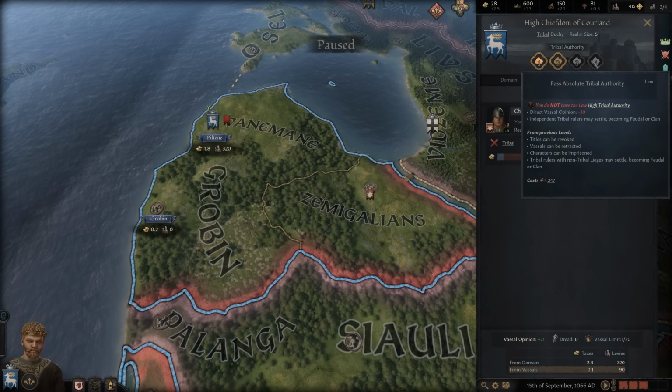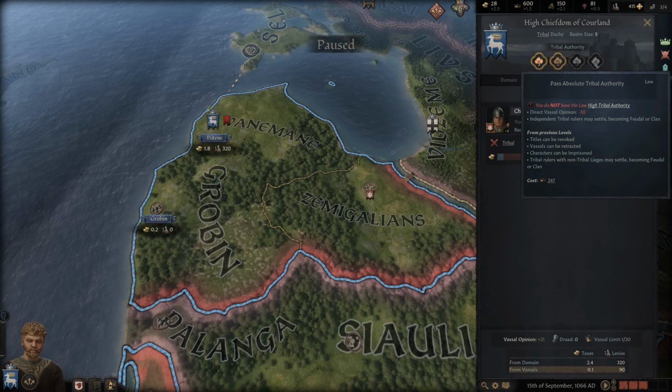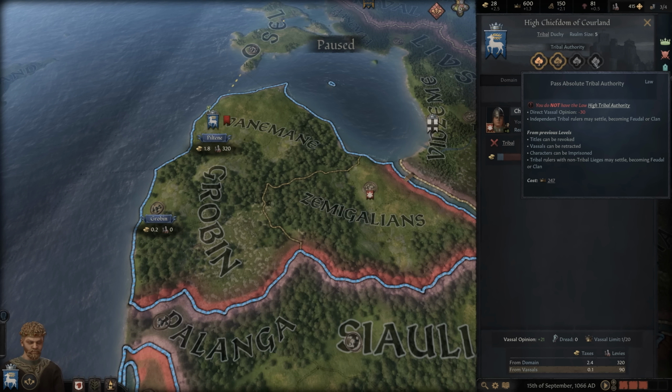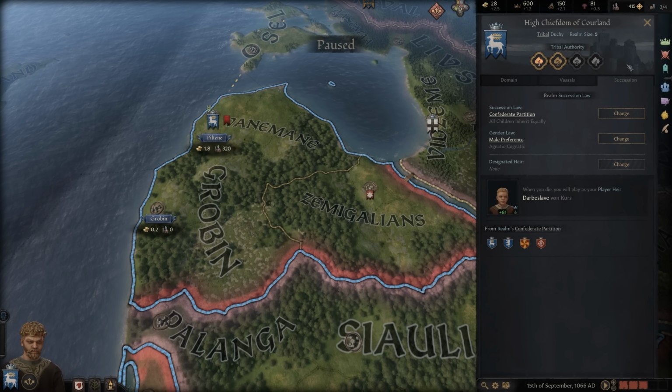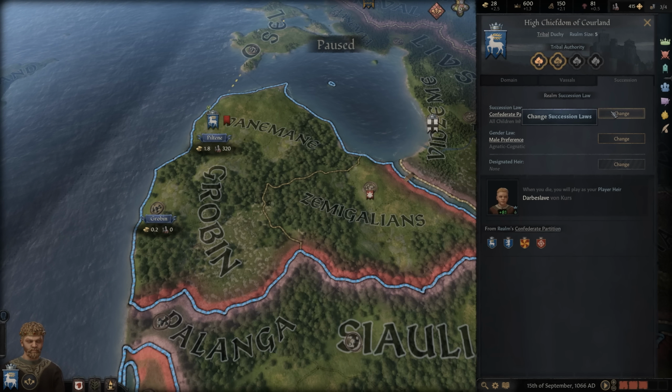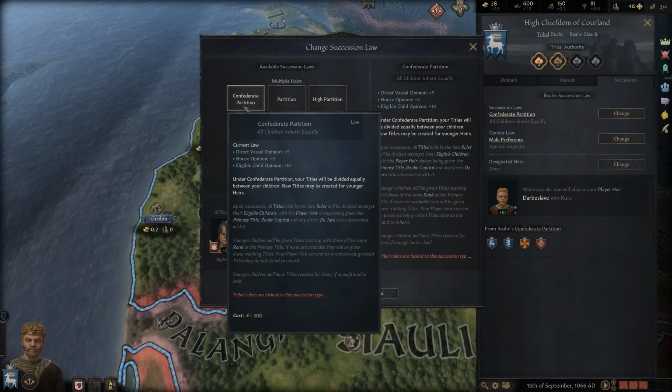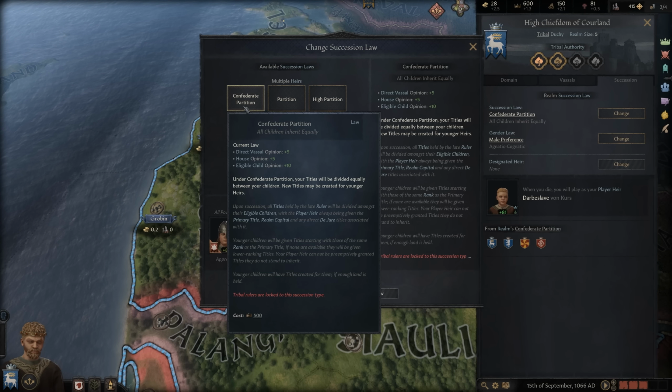They might just keep going to war with a tribal scenario. In fact, even in tribal succession, you might deal with something where they challenge you to a duel for your domain. So you might actually lose your domain through an actual duel if you're not strong enough of a tribal leader. And all tribal factions are locked at Confederate partition, meaning that things are divided equally between your children, and new titles may be created for younger heirs.